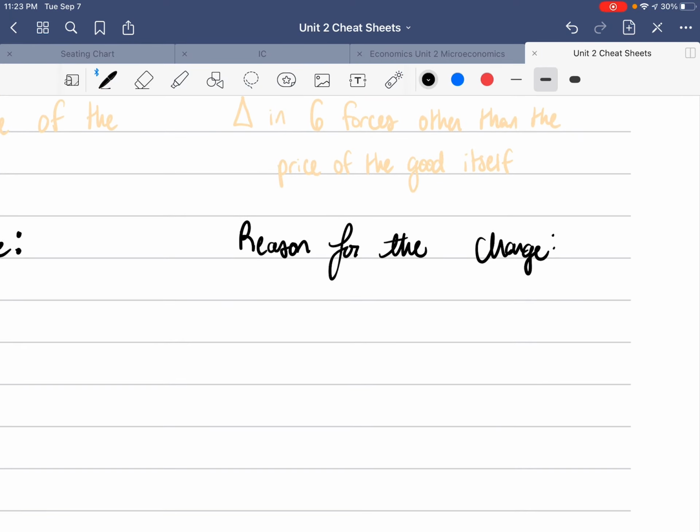So there are 6 reasons. I'm going to go ahead and put 6 bullet points. And I apologize for my handwriting. Remember, I'm writing in shorthand too. So here are reasons for change. There's a change in income. So if people make more or less money, if they make more money, they're going to buy more stuff. If they make less money, they're going to buy less stuff.